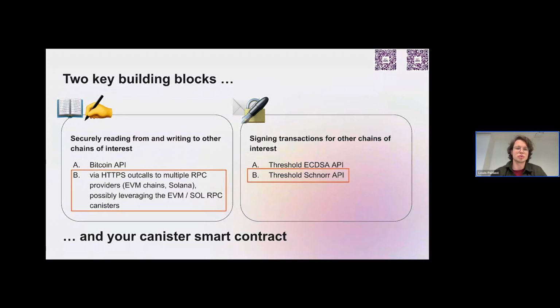But we also need to sign transactions to be able to interact with other blockchains, and for this we'll focus on the threshold Schnorr API today. Which, by the way, Solana uses threshold EDDSA, and EDDSA is covered by threshold Schnorr. We'll cover this more in detail later on. If you're interested in reading about other chains, feel free to scan the QR codes at the top right.